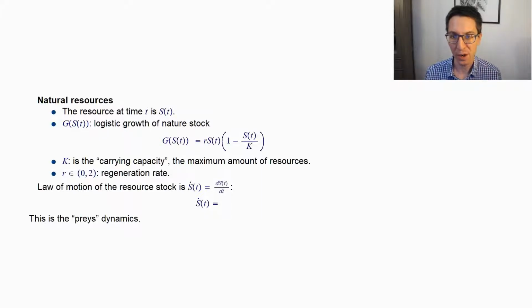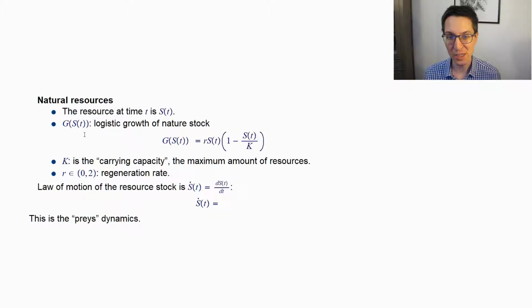Now that we have the harvesting function, we can use it to describe the dynamics of natural resources and the population on Easter Island. This dynamic will be two differential equations describing how our two state variables evolve. The state variables are, of course, nature and islanders. So the first state variable is the resource at time t, which we denote S of t.